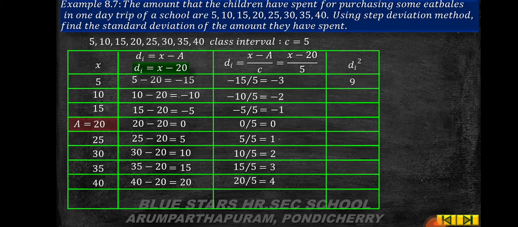Next, di square. So 9, 4, 1, 0, 1, 4, 9, 16. So summation di is equal to 4, because plus 3 minus 3 gets cancelled, minus 2 plus 2 gets cancelled, minus 1 plus 1 gets cancelled. So summation di is equal to 4. Summation di square is equal to 44.